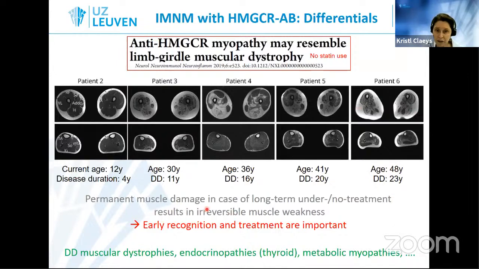So permanent muscle damage in case of long-term under- or no treatment results in irreversible muscle weakness. So early recognition and treatment are important. And the most important differential diagnosis is the muscular dystrophies, also endocrinopathies, especially thyroid disease, and metabolic myopathies.